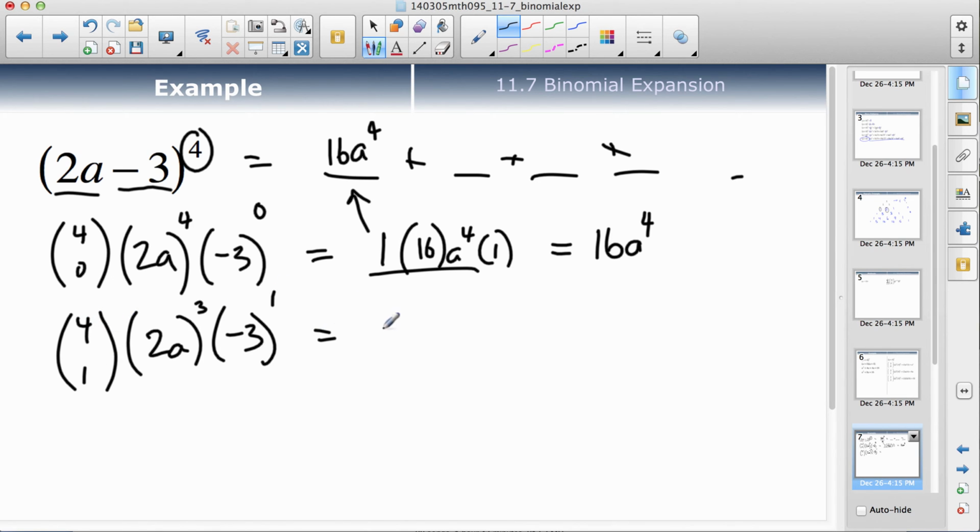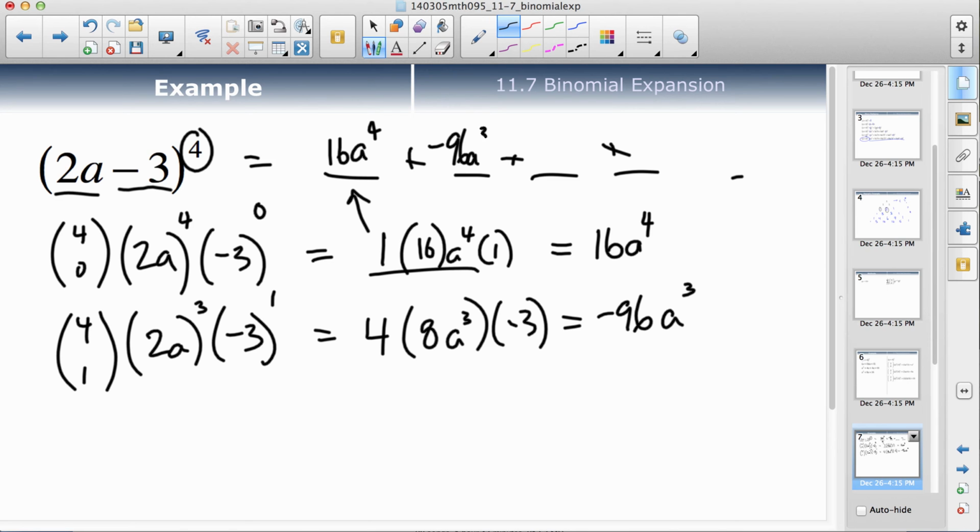Okay, 4 choose 1 is 4. 2a cubed would be 8. 2a all cubed would be 8a cubed. That's what I get from this part. And then negative 3 to the first is negative 3. Now multiply all this stuff together and you'll get this term right there. So 4 times 8 is 32. 32 times negative 3, negative 96. So this term right here is negative 96a cubed.